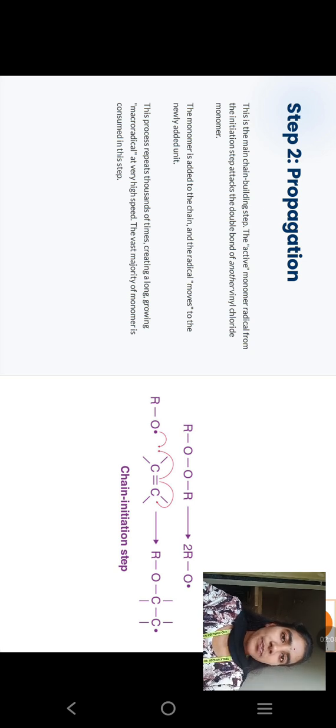Step 2, propagation. This is the main chain building step. The active monomer radical from the initiation step attacks the double bond of another vinyl chloride monomer. The monomer is added to the chain and the radical moves towards the newly added unit. This process repeats thousands of times, creating a long growing macroradical at very high speed. The vast majority of monomer is consumed in this step.